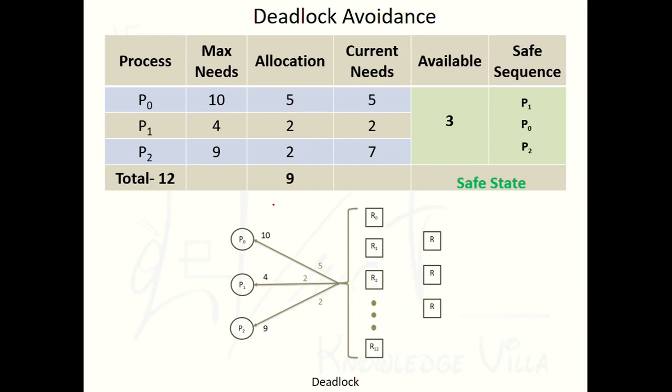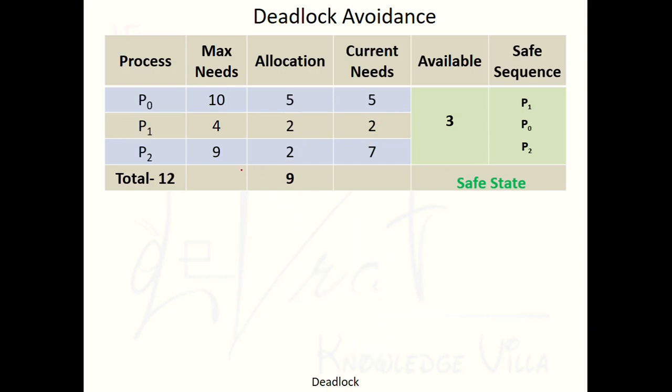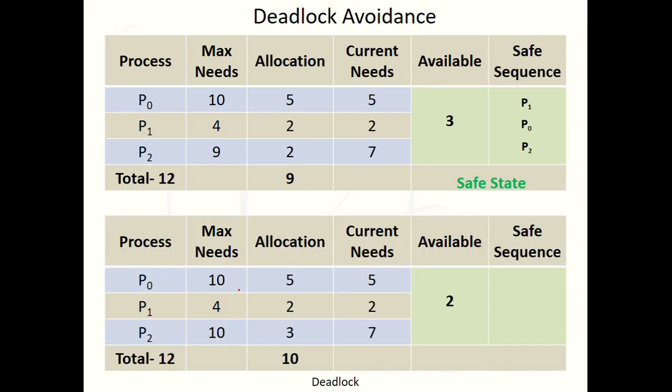Here I am making a few changes in this example. Let's see what the requirement of P2 is. There was 9. Now we are modifying it to 10. We are increasing by 1. What was the allocation of P2? That was 2. We are allocating 3. It means we are increasing by 1. So the total requirement was 9, here the total requirement is 10. And the current need will remain the same, because here 9 minus 2 is equal to 7, and here 10 minus 3 is equal to 7.